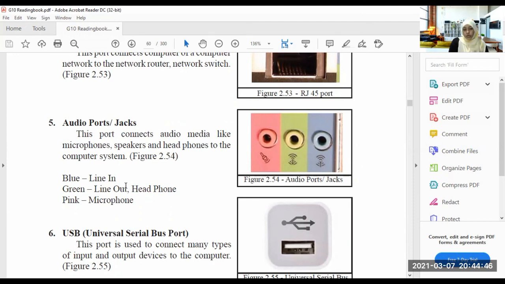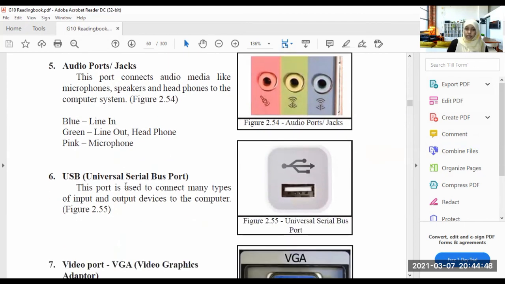Next one is USB, Universal Serial Bus port. Universal Serial Bus port, everyone knows it. This port is used to connect many types of input and output devices to the computer, right?